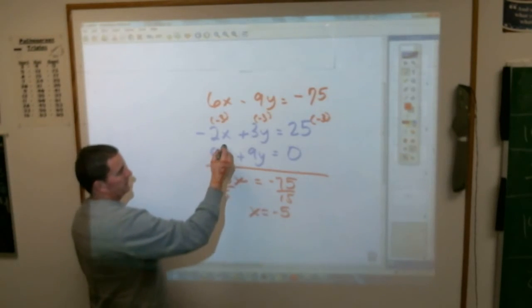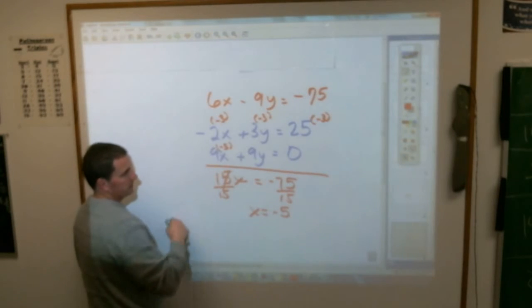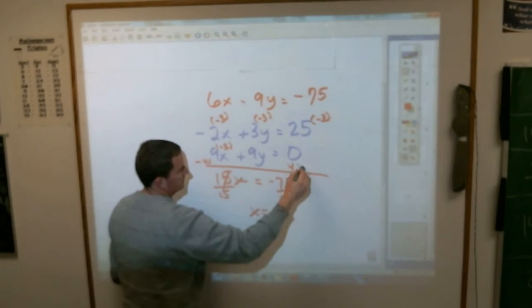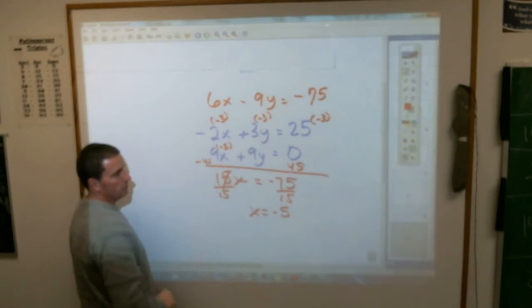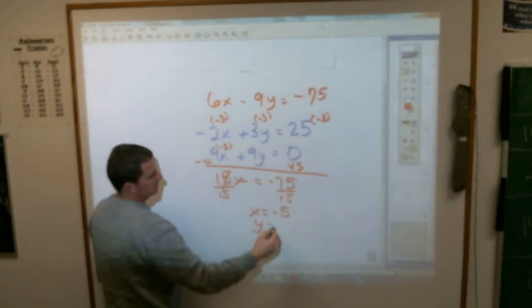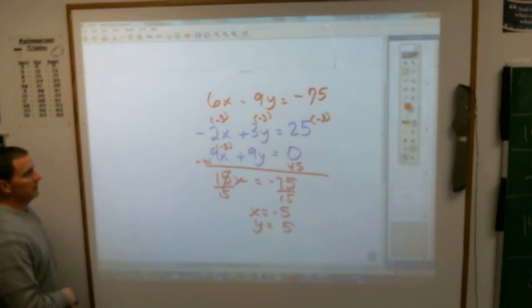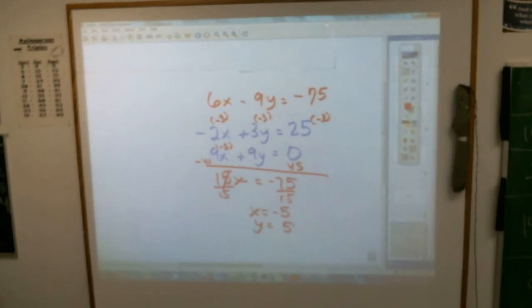Put negative 5 in here. For x, you get negative 45. Add it to the other side, you get positive 45, and divide by 9 to see what y is. Y is going to equal a positive 5. You may have to do that off to the side and not quite such a crazy thing. You want me to do that all over again?